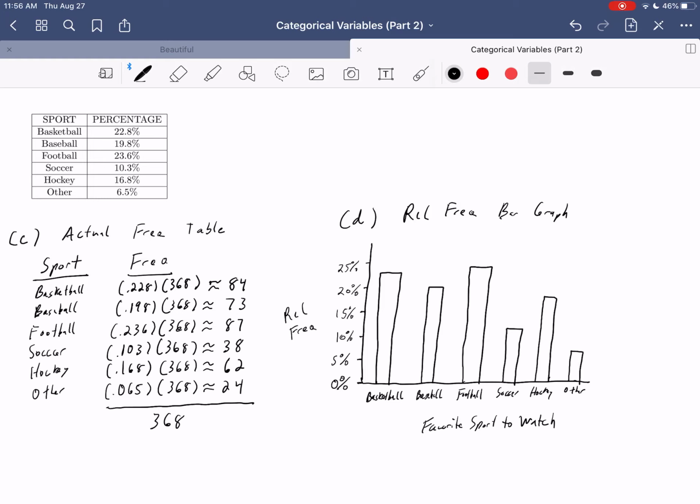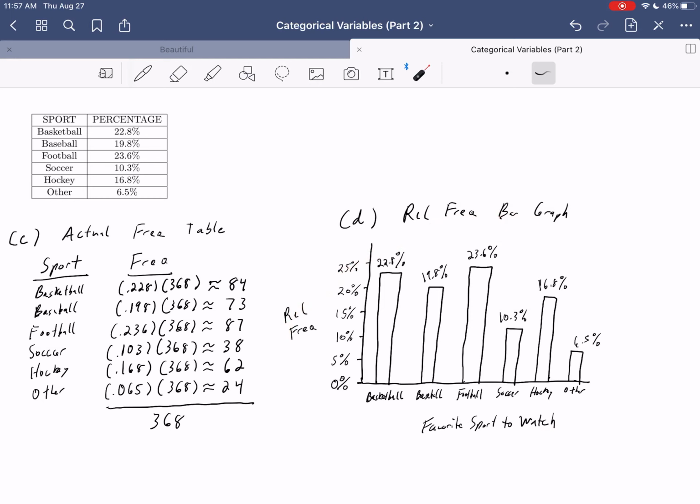And again, if you want, you can write in those percentages. This was 22.8%. This was 19.8%. This was 23.6%, 10.3%, 16.8%, and 6.5%. So there we go. There's a bar graph showing us those relative frequencies.